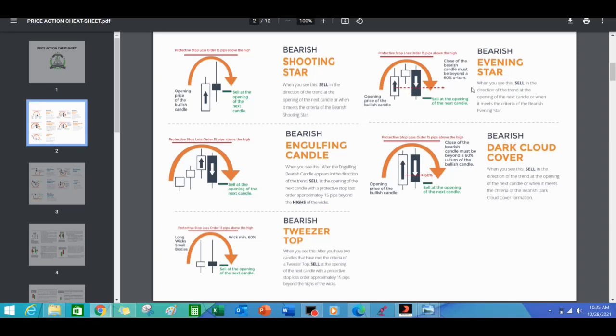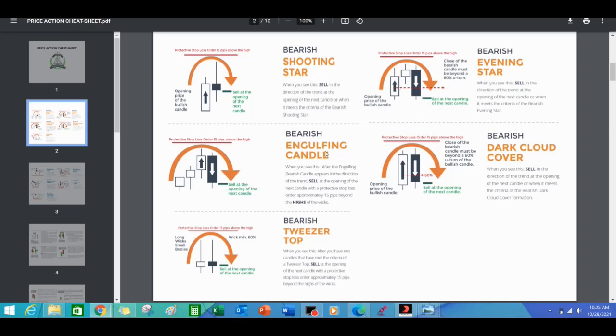So where are we to sell? The next candle that will be created is an opportunity for us to start selling from. It is not that you should start selling from here or from here. You wait for the creation of the next candle. Let it begin first before you start placing your order. So at the beginning of the next candle, that is when you start selling. That is the way it works.